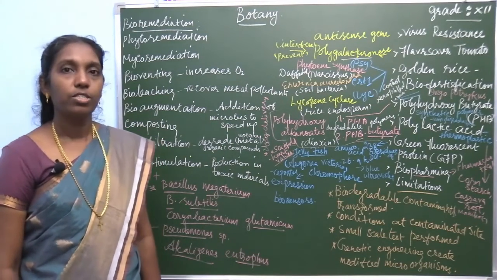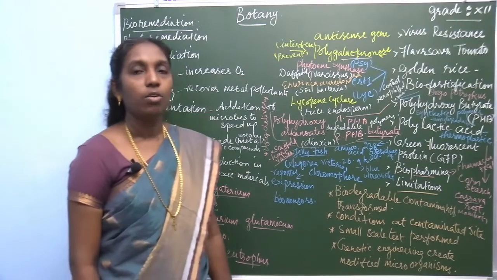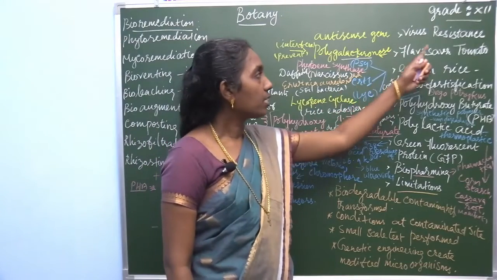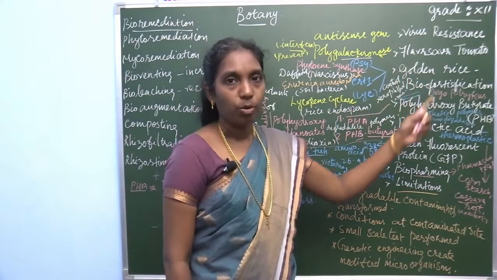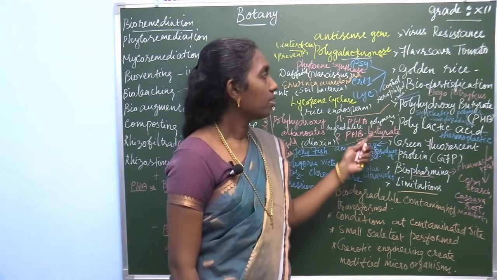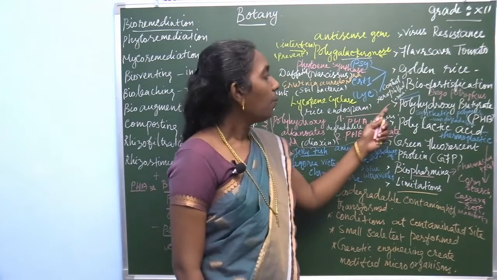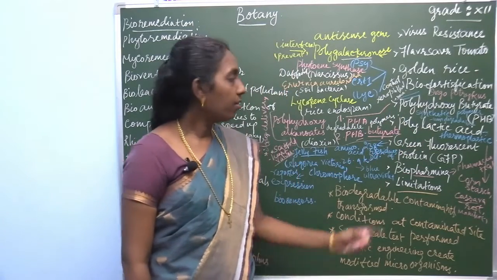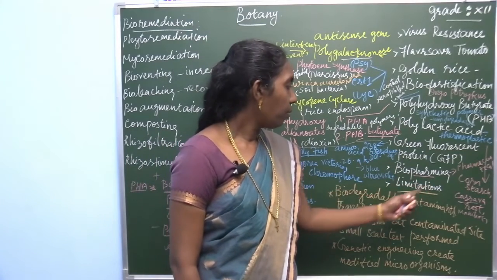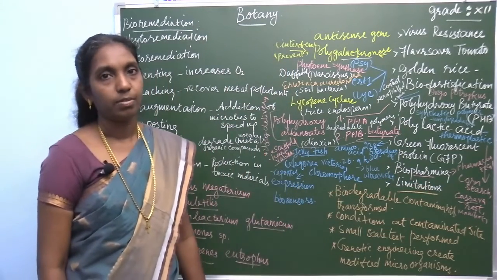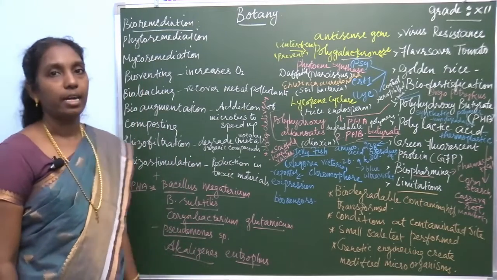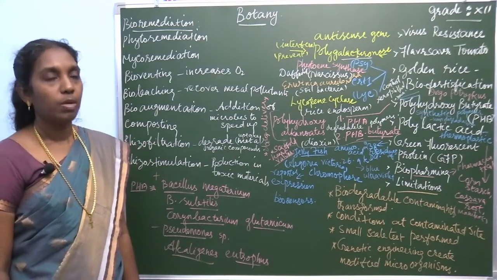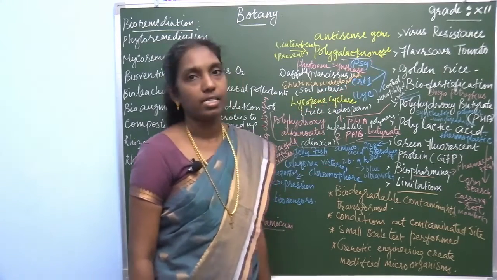Let's have a glance at today's learning objectives. Now we are discussing transgenic plants. Let's continue from virus resistance, FlavrSavr tomato, golden rice, that is biofortification, polyhydroxybutyrate, polylactic acid, green fluorescent protein, biofarming and its limitations. One more, bioremediation. These are the learning objectives. Let's begin from virus resistance.